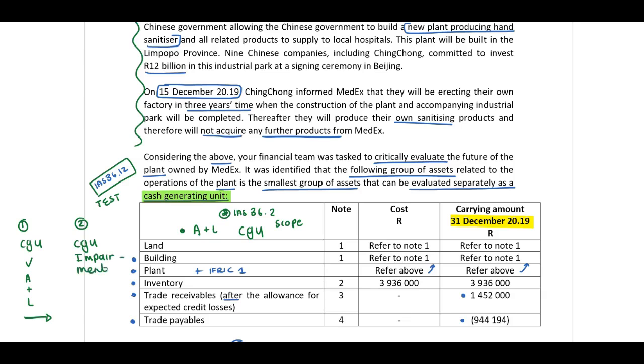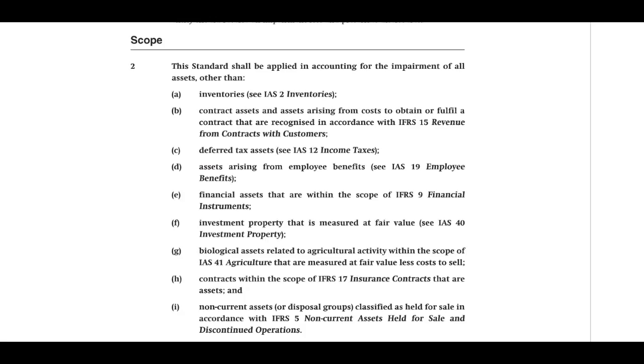you need to remember that there is a scope in IFRS 36 that indicates to us the following. IFRS 36, paragraph 2: this standard shall be applied in accounting for the impairment of all assets other than. Therefore, the following list of assets, we will have to follow the rules of these assets. A, inventories, IFRS 2. B, contract assets and assets arising from cost to obtain or fulfill a contract that are recognized in accordance with IFRS 15.